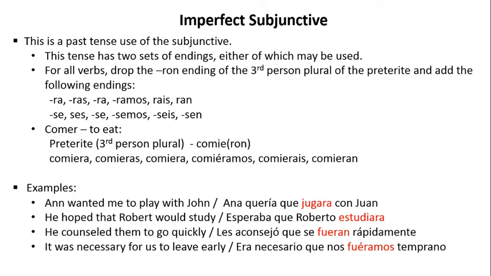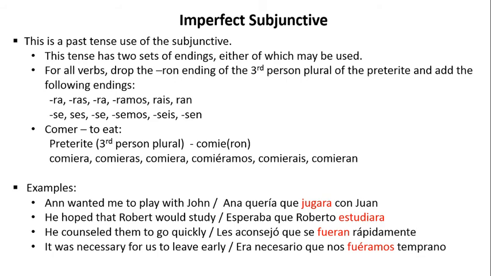Now we'll switch to the imperfect subjunctive. This is the past tense use of the subjunctive. This tense has two sets of endings, either of which may be used. For all verbs, drop the ron ending of the third person plural of the preterite and add the following endings: ra, ras, ra, ramos, rais, ran, or se, ses, se, semos, seis, sen.